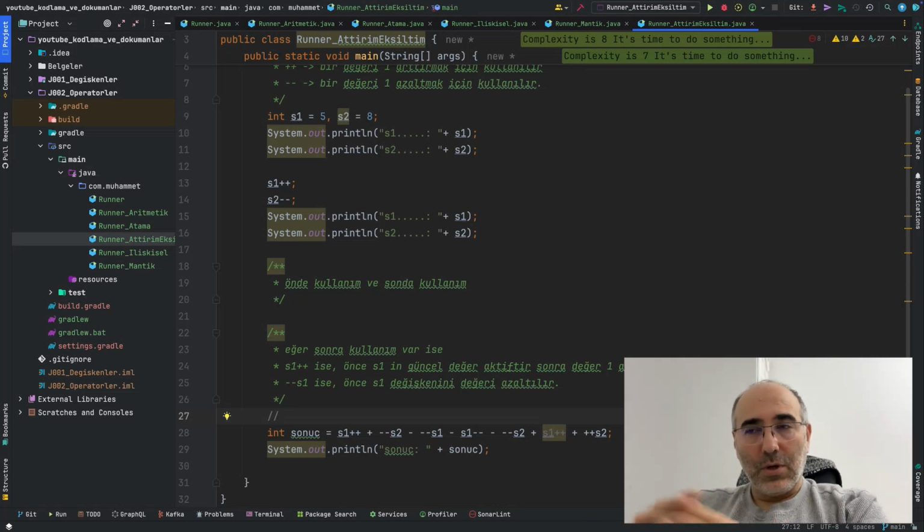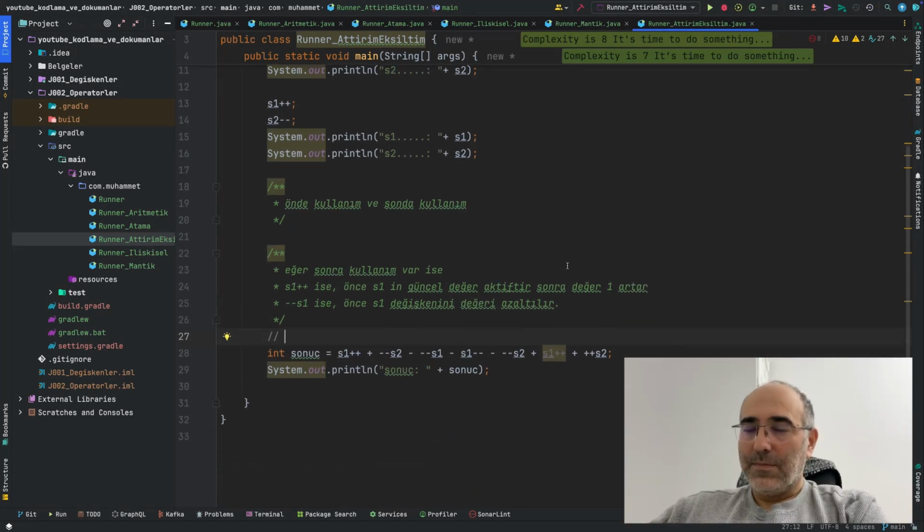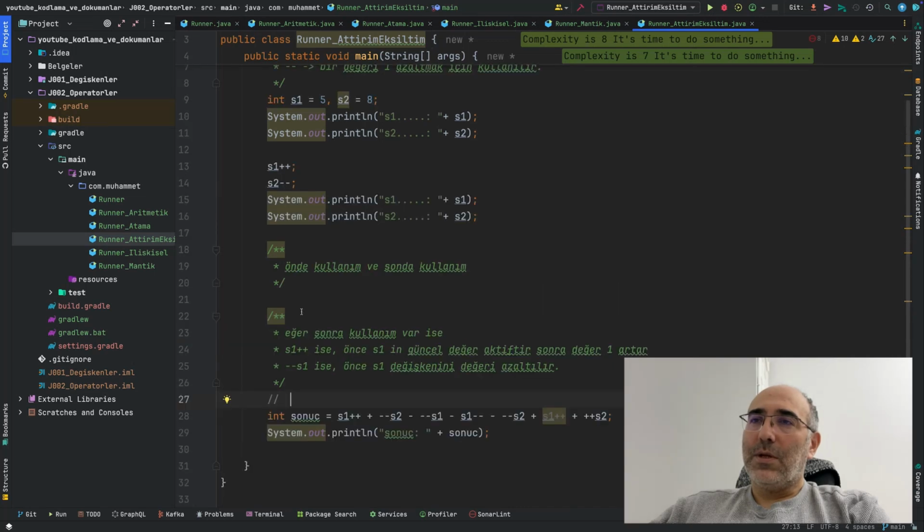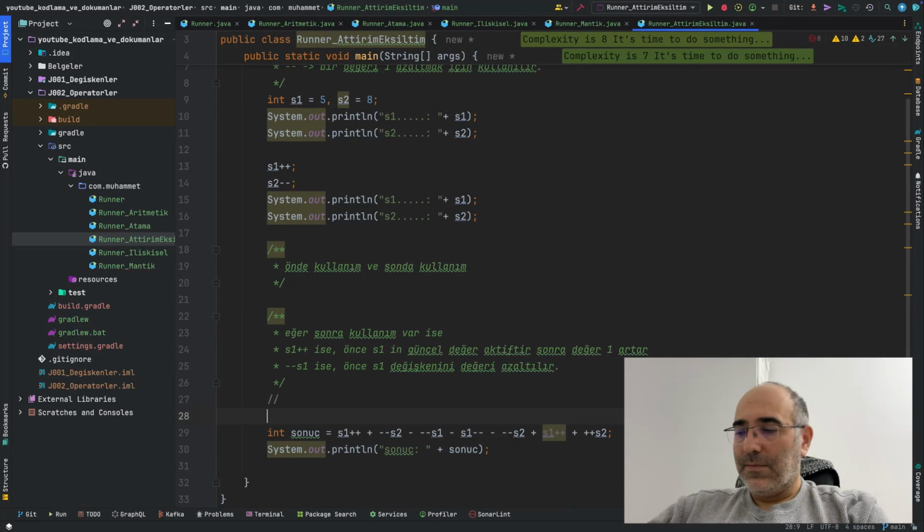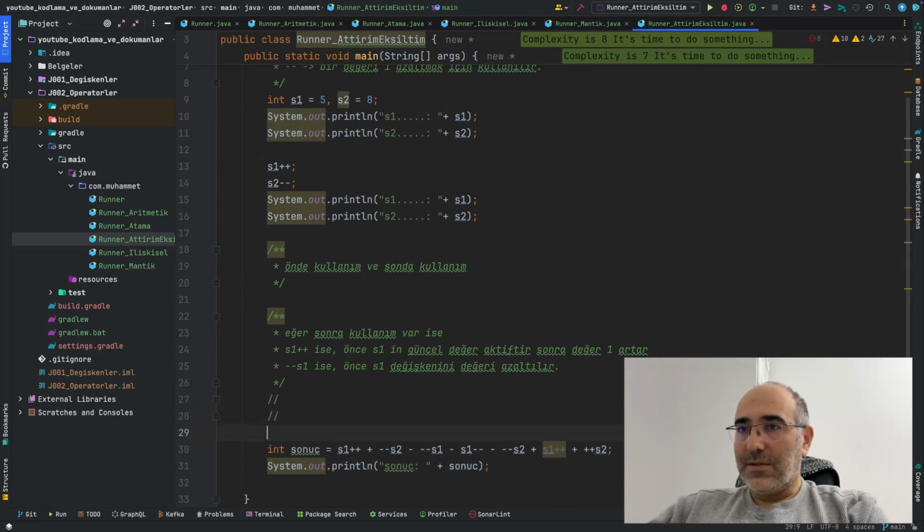Take a look and try to solve it. Then, predict the result. Yes, I hope you tried it. I hope you guessed it correctly. Now, let's see what the current values of S1 and S2 are here. Then let's look at what's next.